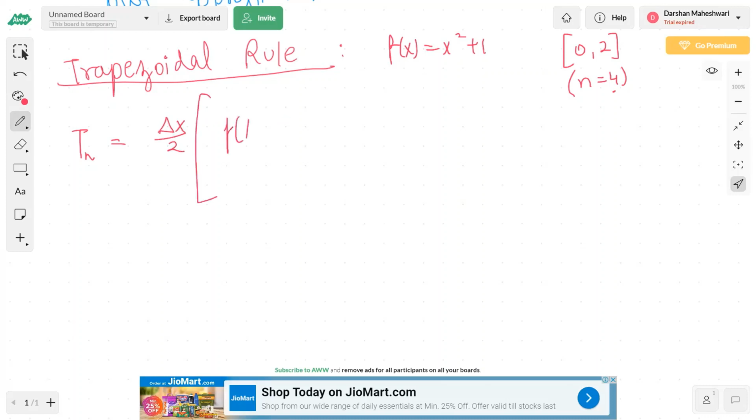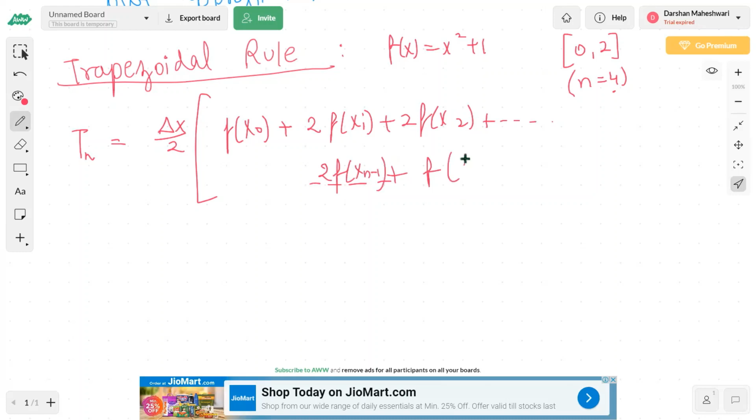We have f(x0) plus 2 times f(x1) plus 2 times f(x2) plus 2 times and so on. The second last will be 2 times f(x_{n-1}), and the last one will be without the 2, so just f(xn). So this is the formula which we have. Delta x remains the same, and the number line will also remain the same. The only difference is we'll take 5 points now.